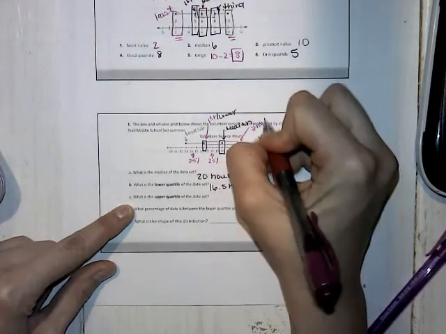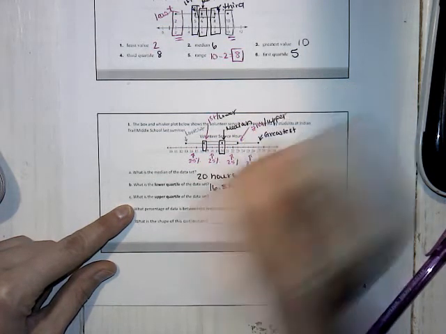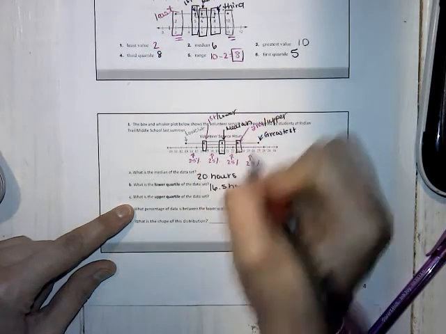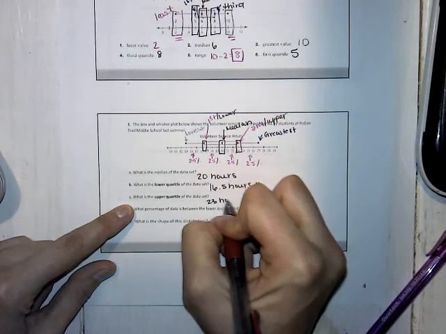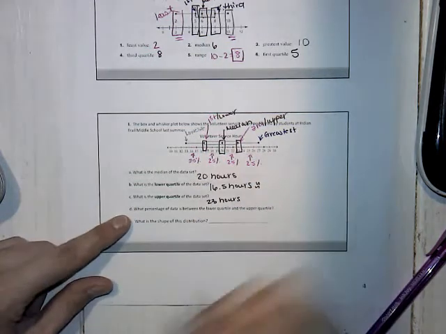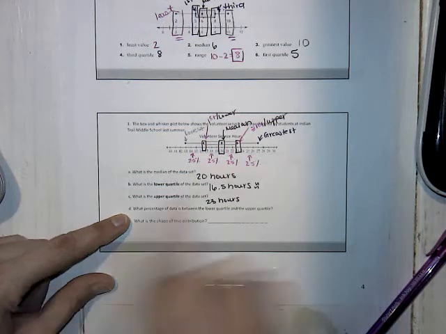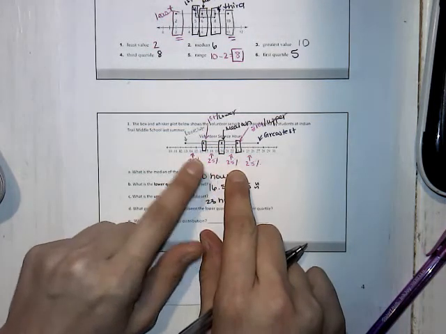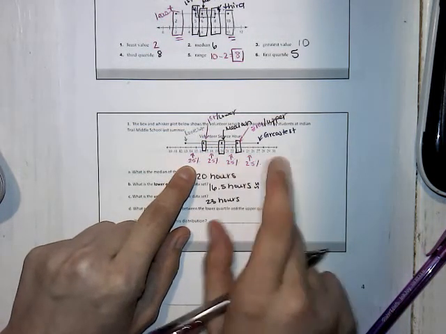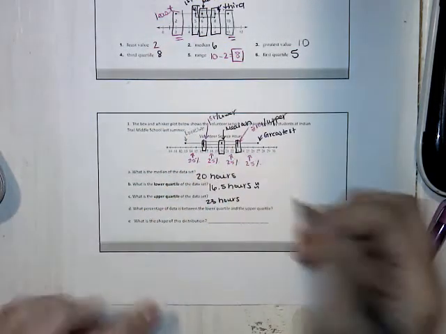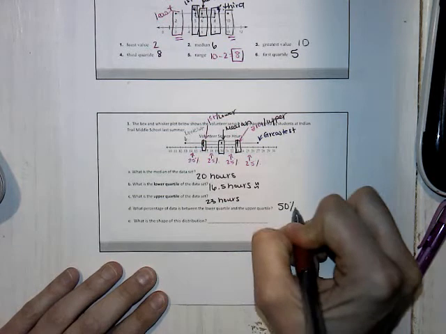My upper quartile, or my third quartile, is another name for that. Upper or third is here at about 23 hours of service. And it says what percentage of the data is between the lower and the upper quartile. So that goes back to what I'm saying here. This is 25, 25, 25, and 25. So between my lower and my upper, those are 25 and 25. So it is 50% of my data.